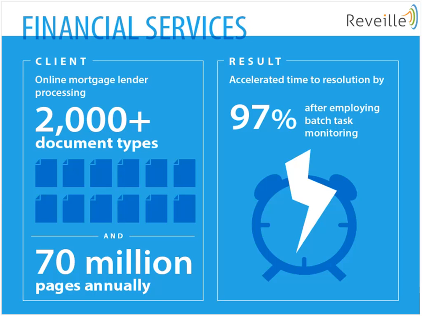And in the financial services space, one of our customers, an online mortgage lender, is processing 2,000 different document types across 70 million pages annually. And what they found is that after employing some batch task monitoring, they were able to accelerate their time to resolution by 97%. And these are not unique across our customer base. There are significant gains and advantages to implementing Reveille to manage that content services infrastructure and give you the visibility that you need.